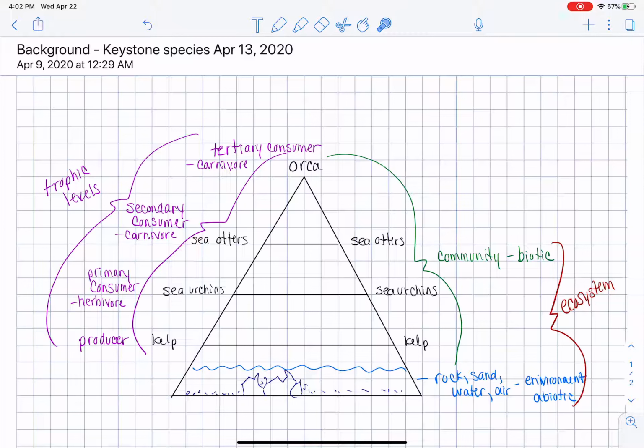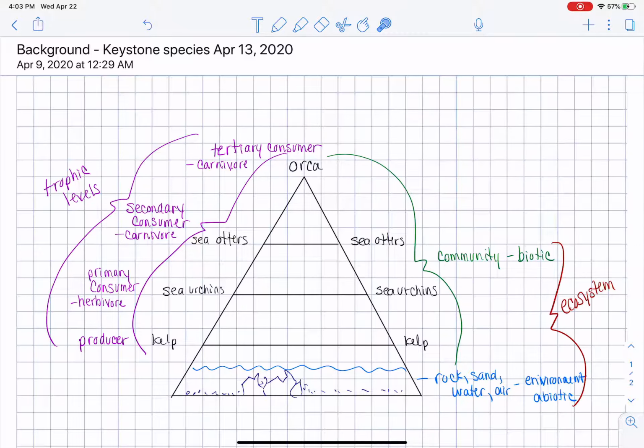In the example that you're going to see in the video that you watch, you will have kelp, which are eaten by sea urchins, which are eaten by sea otters, which are eaten by orcas. And that would be the community that we are going to study, this part.